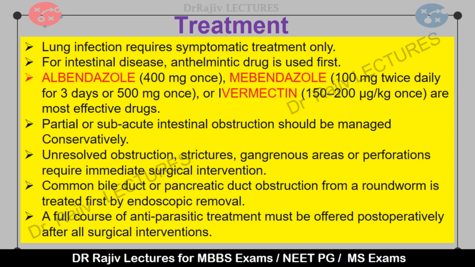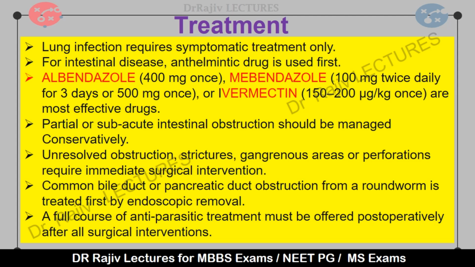Partial or subacute intestinal obstruction should be managed with nasogastric suction, IV fluid administration, instillation of piperazine through the nasogastric tube, and hypertonic saline enemas. The hypertonic saline enema helps to disentangle the bolus of worms and also increases intestinal motility. But unresolved obstruction, strictures, gangrenous areas, or perforations require immediate surgical intervention.